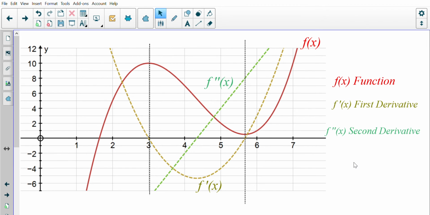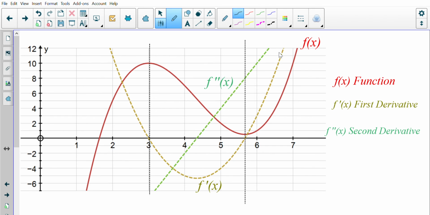If we have a look here at a graphical example, we've got the red curve, which we can see is a cubic, which is our original function, f of x. If we differentiate a cubic, because we're reducing the power by 1, we get our function for our first derivative, f dash x, which ends up being a quadratic. And that's our yellowish coloured curve here.